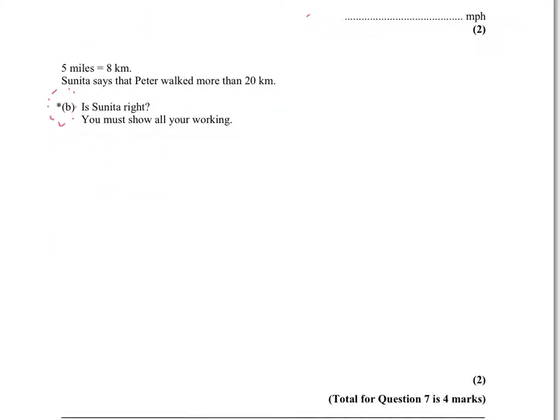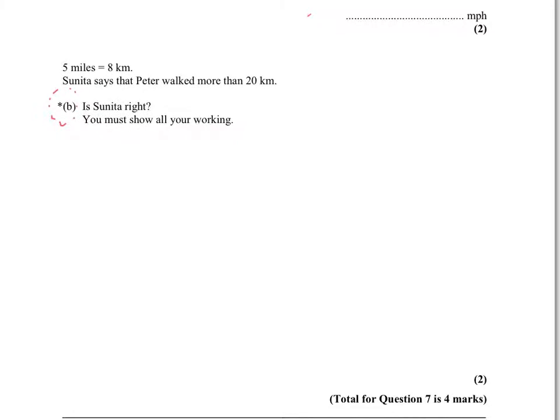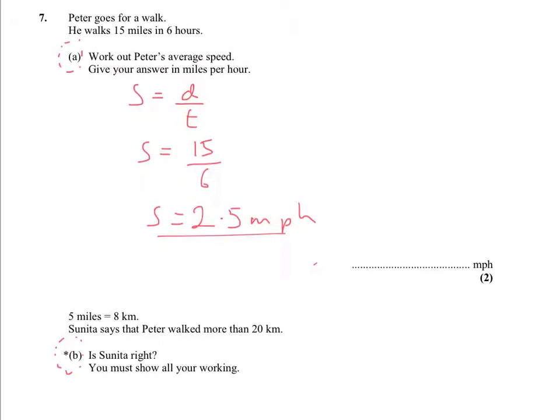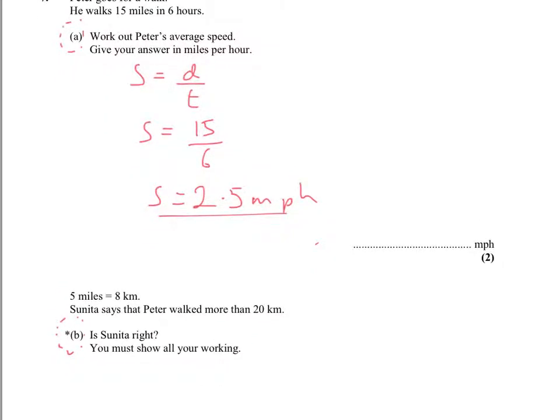Now, 5 miles is 8 kilometres. Sunita says that Peter walked more than 20 kilometres. Is Sunita right? So show all the working. This is one that we have done this year. It's a conversion question, but it's a little bit out of context. So again, it's got a dotted line. We might trip up on this one in the exam. So 15 miles is how far Peter's walked. We can see that from the first part of the question.